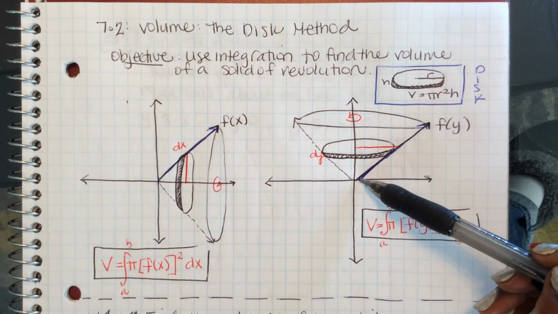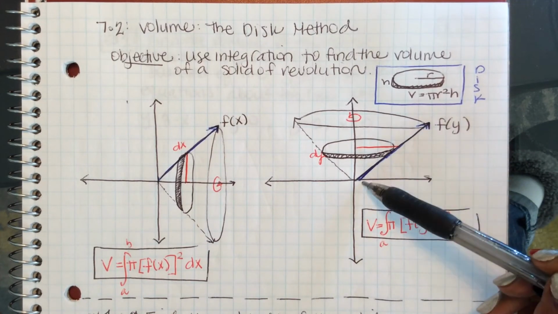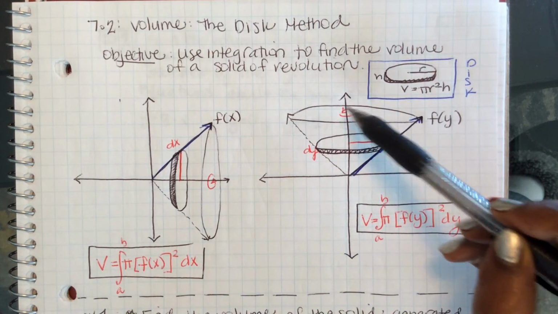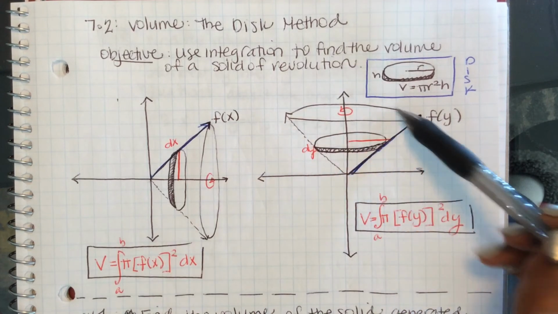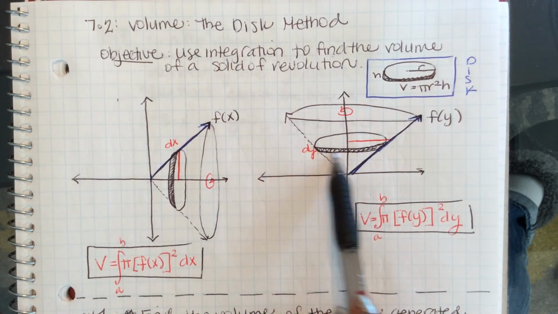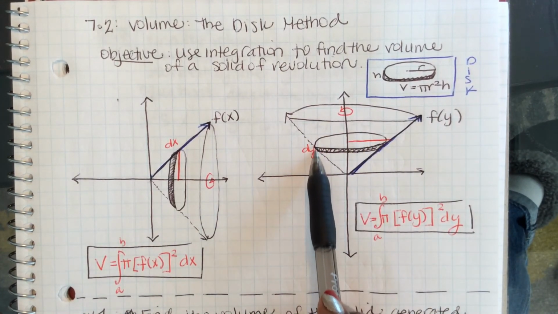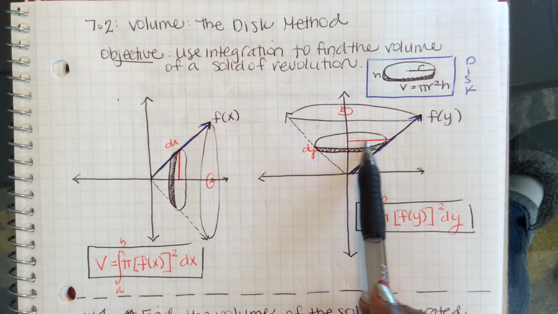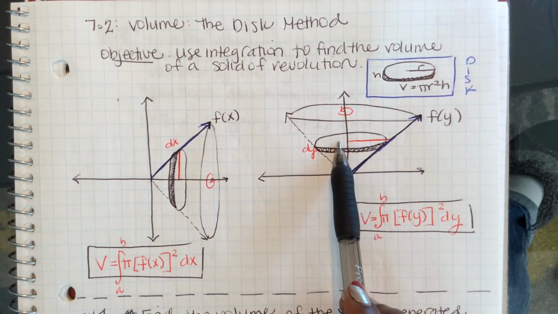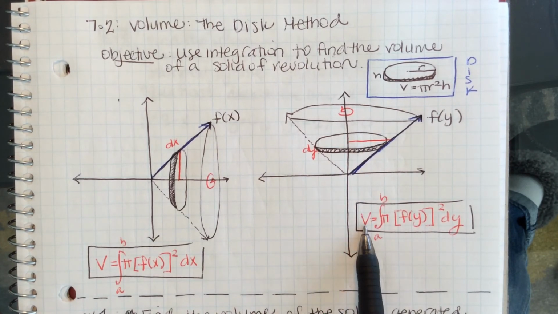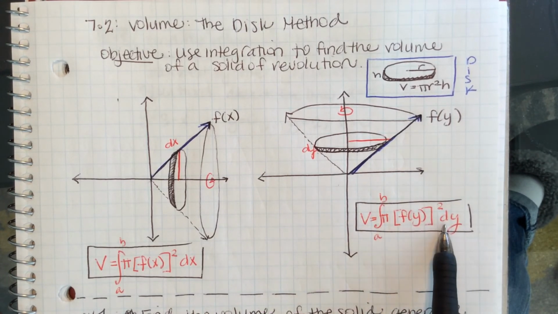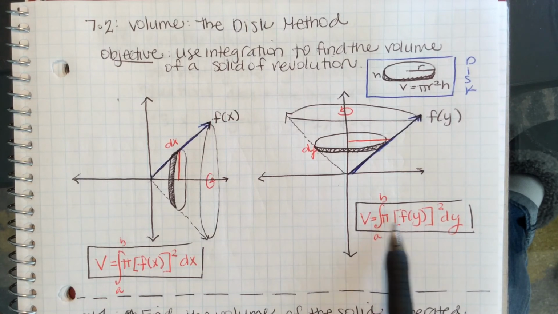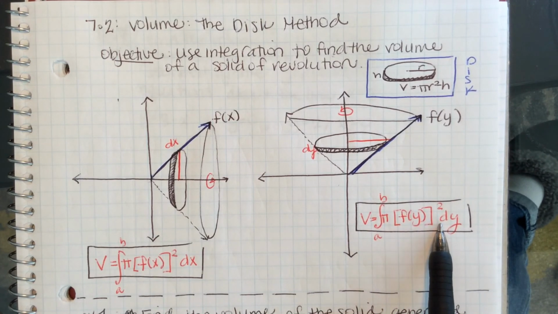Here's the same function, f of x, but I've changed it to be a function of y because now I've rotated it about the y-axis to create this shape. Now I have a horizontal disk. The height of that disk is dy, and the radius of this disk is my function of y. So the volume of this shape over an interval of a to b is pi times my radius squared times my height. Pi times f of y squared dy.